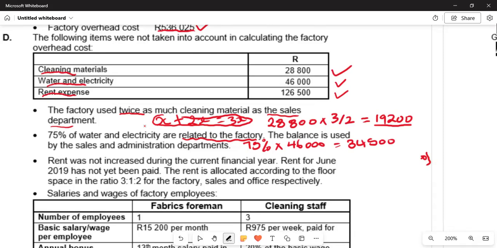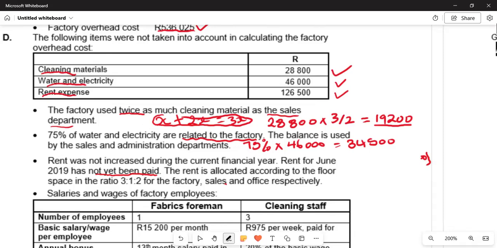Now coming to the rent. Rent was not increased during the current financial year. Rent for June has not yet been paid. So it means that the rent was paid for 11 months. If the last month was not paid, to make it 12 months, it means the rent was paid for 11 months. We are also told the rent is allocated according to the floor space in the ratio of 3:1:2 for the factory, sales department and office respectively.